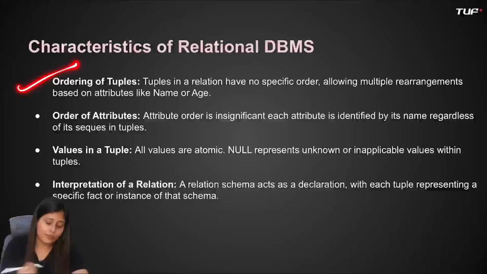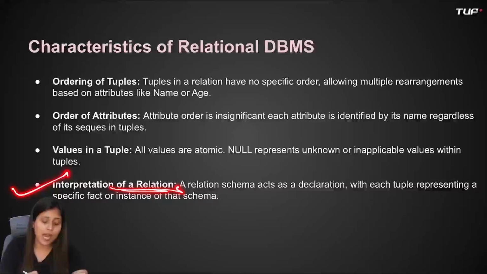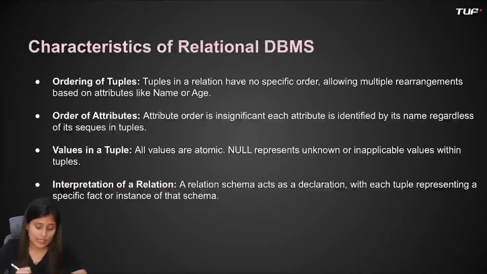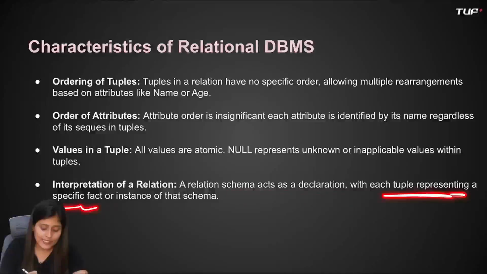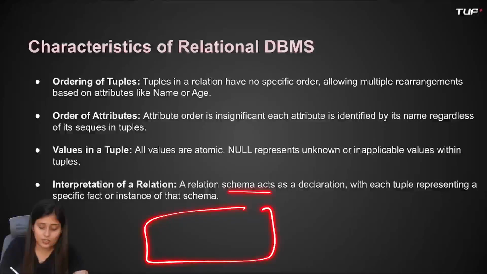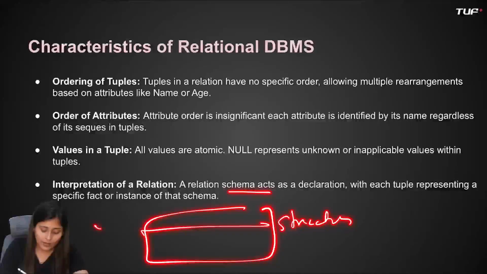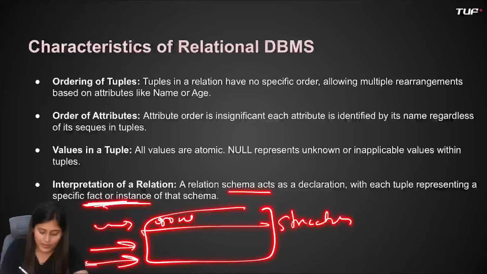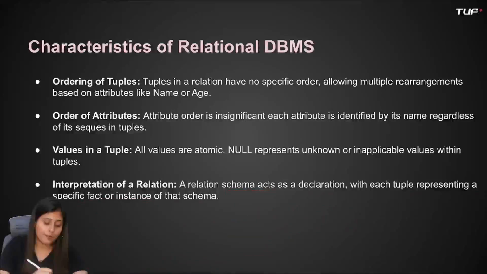So ordering of tuples, order of attributes, values in a tuple, and interpretation of relations are the characteristics of a relational database. Interpretation of relation means a relation schema acts as a declaration with each tuple representing a specific fact or instance of the schema. So a relational schema is the structure where each row represents a specific fact or instance. Each row specifies the instance of that schema. All these characteristics are very important for relational database management system.